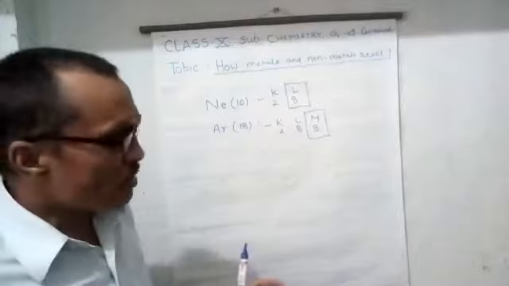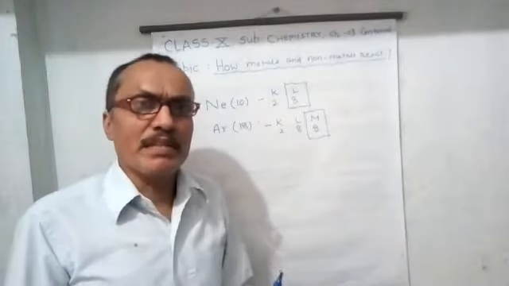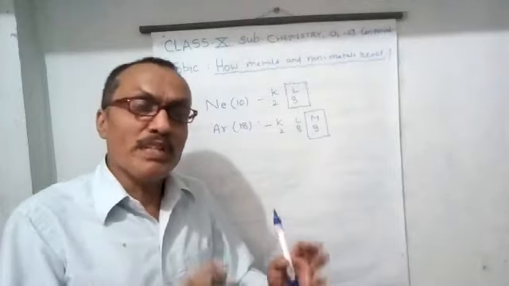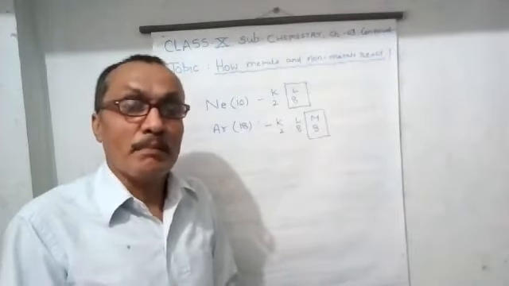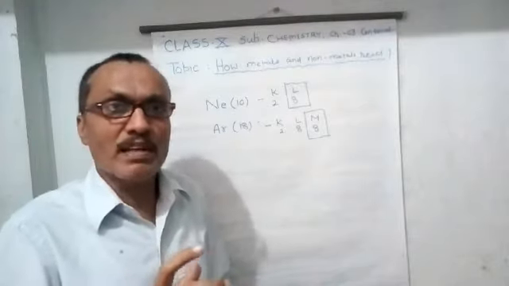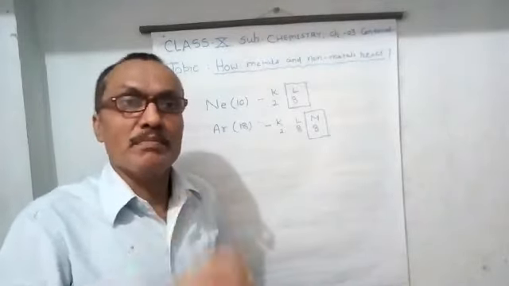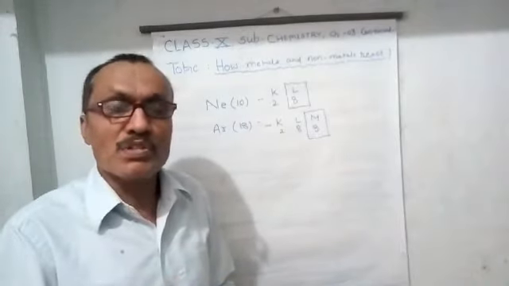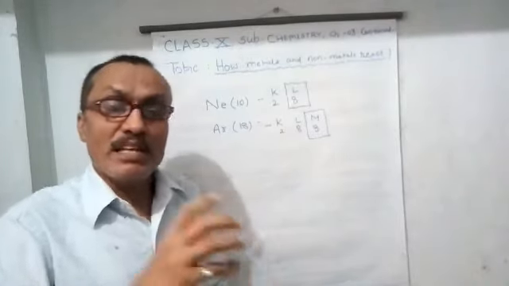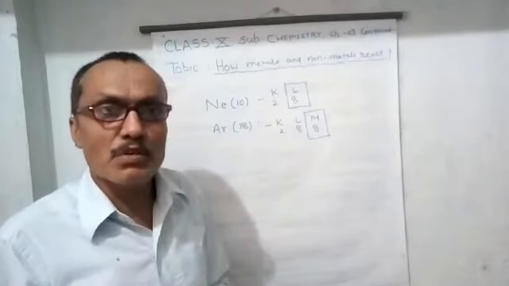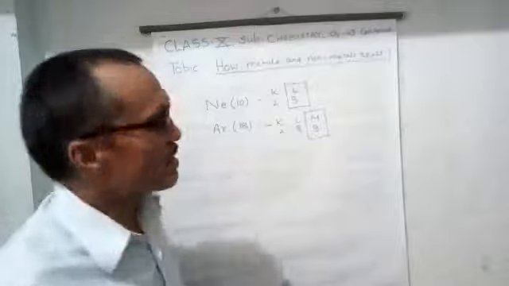Students, metal and non-metal are both elements. So now we have to learn how, being elements, atoms of metal and atoms of non-metal react together and form compounds like NaCl, like MgCl2, like AlCl3, like Al2O3. Okay, so this is the topic.